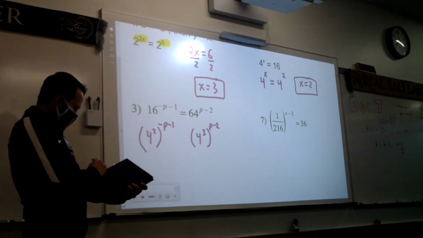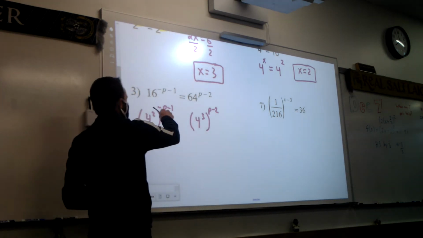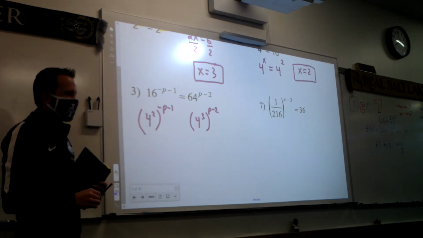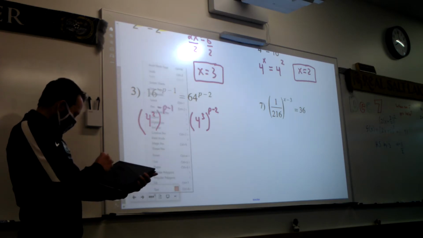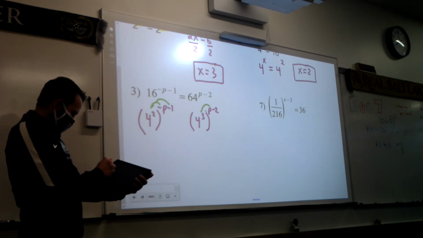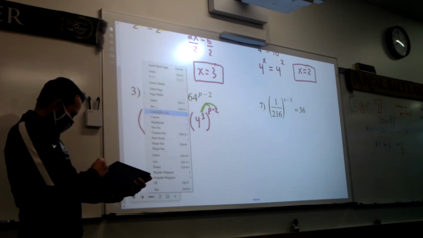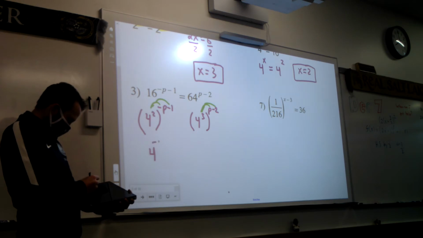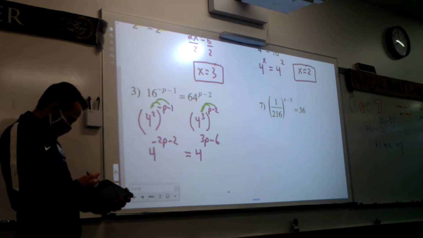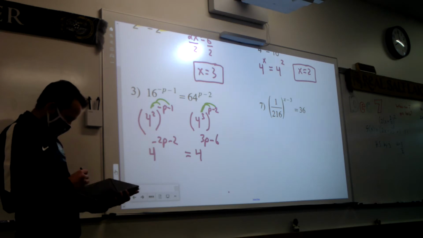So now, what do we do with these exponents? We have 2 powers. When we have a power to a power, what do they do? Add, subtract, multiply, divide? They multiply. Good job. So I'm going to show a little note here. I actually have to distribute the 2 to both of those and the 3 to both of those. So what I'm going to have here is 4 to the negative 2p minus 2 is equal to 4 to the 3p minus 6. Make sure you distribute to both terms.